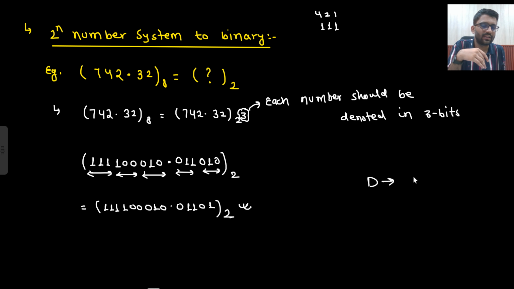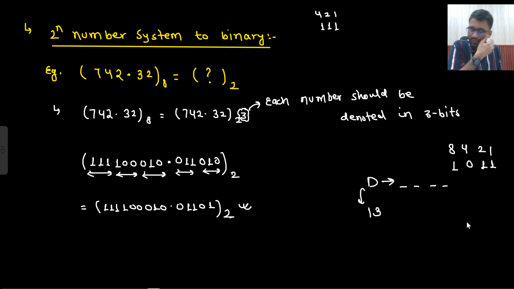Okay, so let's just say if you need to denote D in 4 bits, how will you denote it? What is D? D is 13. I know D is 13. And how can I denote 13? So 8 4 2 1. I need to get 13, so 8 plus 2 plus 1 will be 13. So 1 0 1 1.